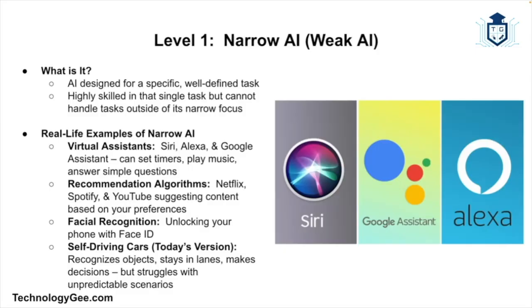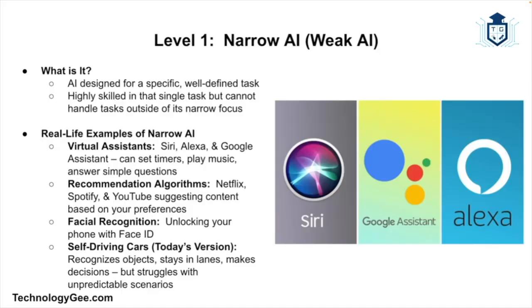And they can set timers, play music, and answer trivia, but don't expect them to write a novel or solve climate change. You also have recommendation algorithms. So Netflix, Spotify, and YouTube, they use AI to guess what you might like based on your previous choices. There's facial recognition. So every time you unlock your phone with Face ID, that's narrow AI.